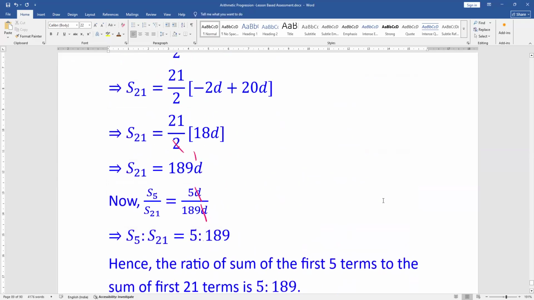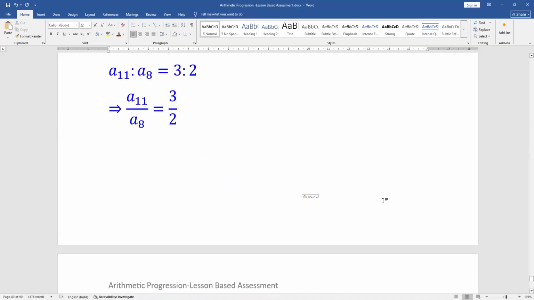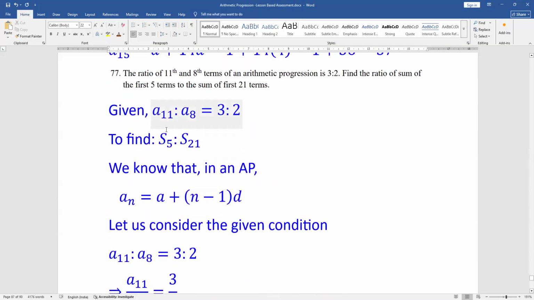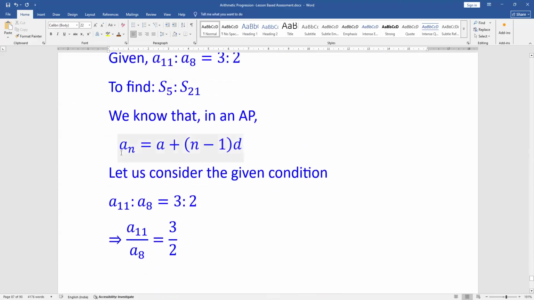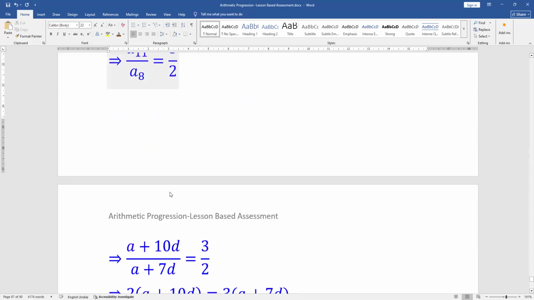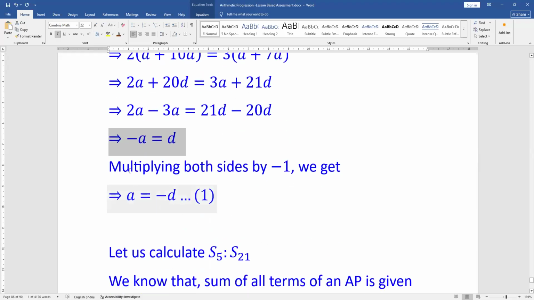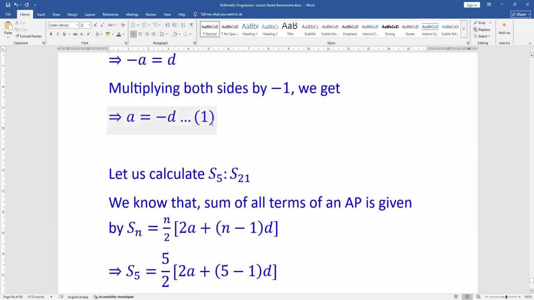Okay. So let me explain once again what we have done in this problem. Here in this question, we were asked to find out S5 is to S21. They already gave A11 is to A8, which is 3 is to 2. Now using an equals a plus n minus 1 into d, we are going to determine A11 is to A8, which is already given as 3 by 2. From this, you arrive at one particular condition, that is minus a equals d. Then what I did, or that is nothing but a equals minus d, what we got. So I just called it equation 1.